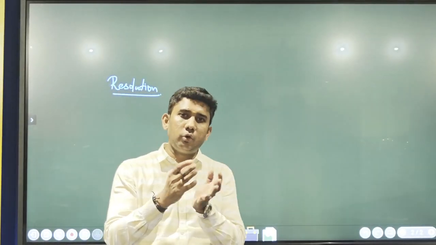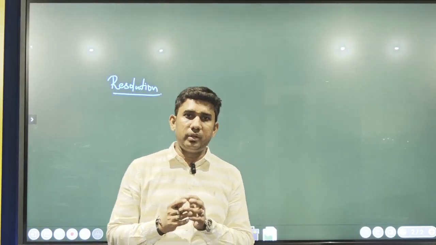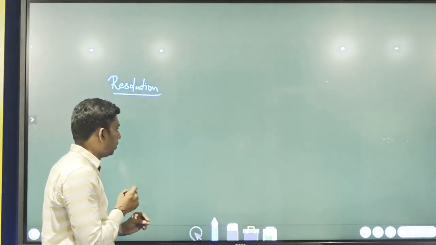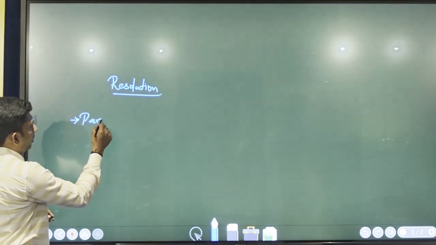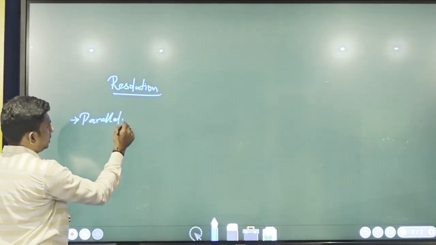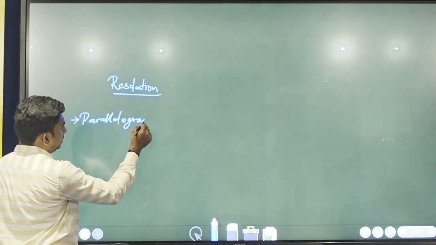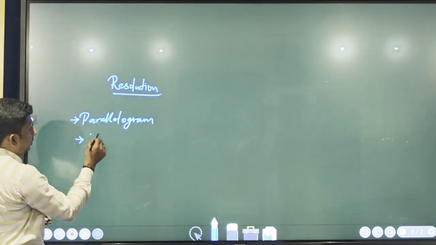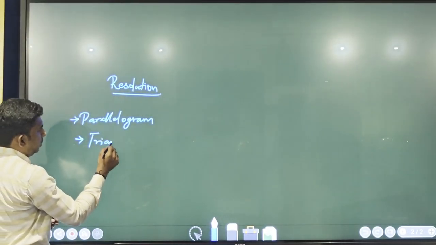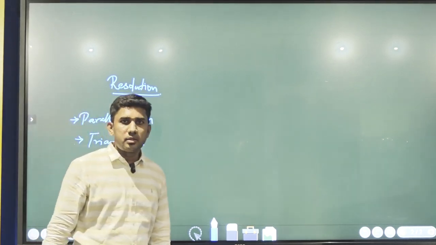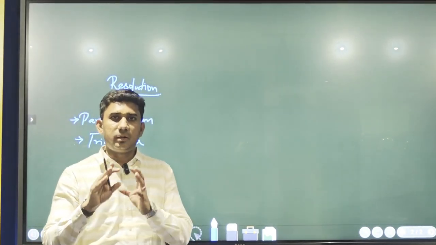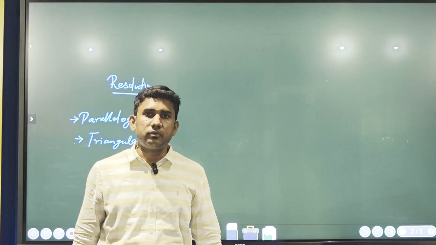for example, I'll start with two forces. If I have only two forces, I can go with a direct law, that is the parallelogram law of forces, and I have another law, that is the triangular law of forces. I can go by these two laws if I have two forces to find the resultant and the direction of the resultant.